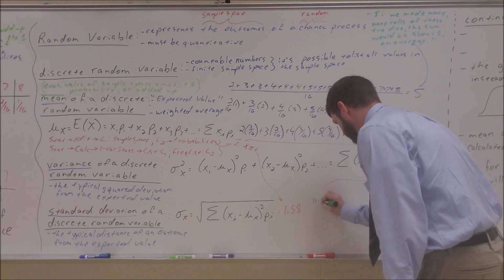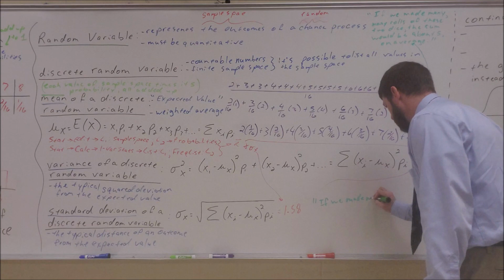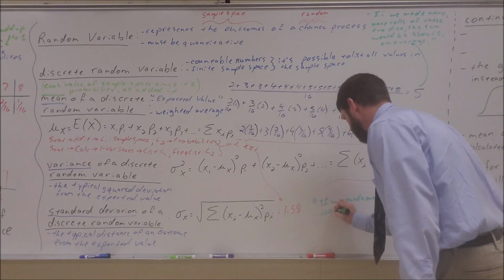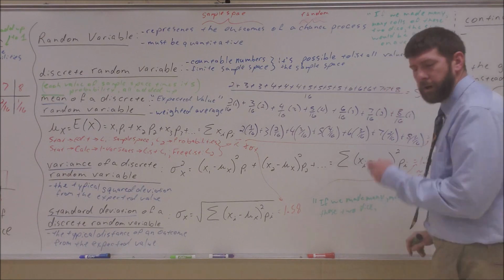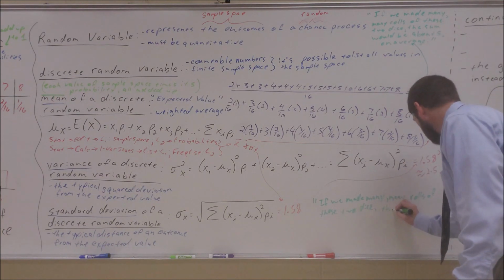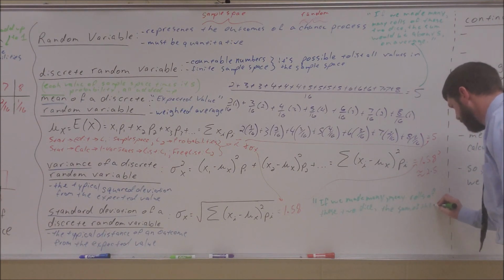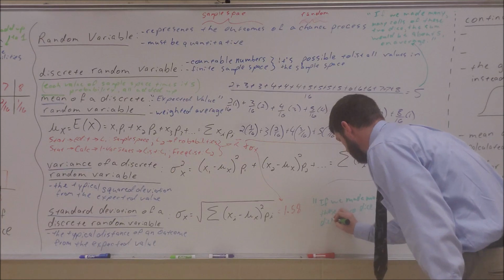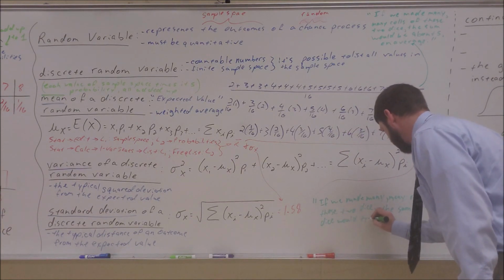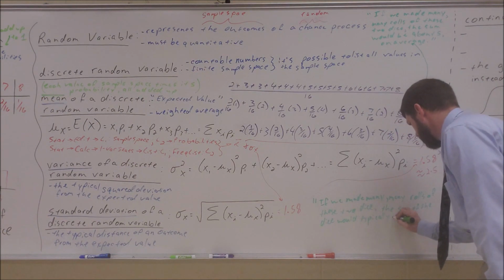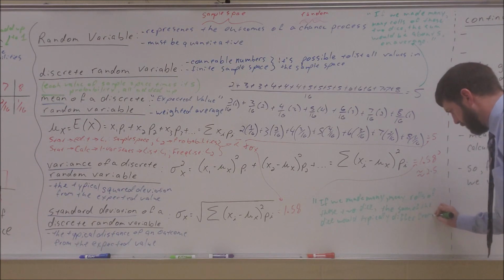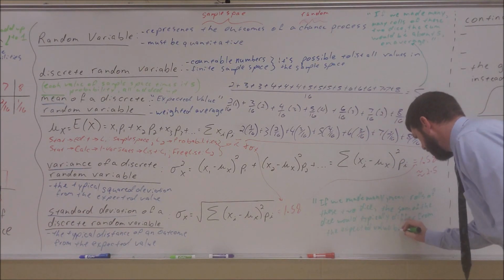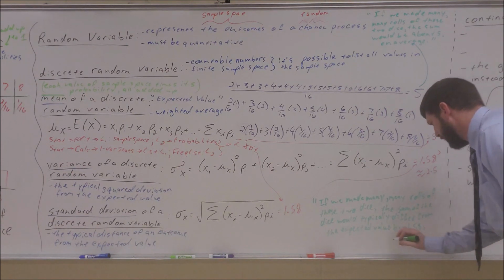So it says if we made many rolls of these two dice, the sum of the dice would typically differ from the expected value by 1.58 on average.